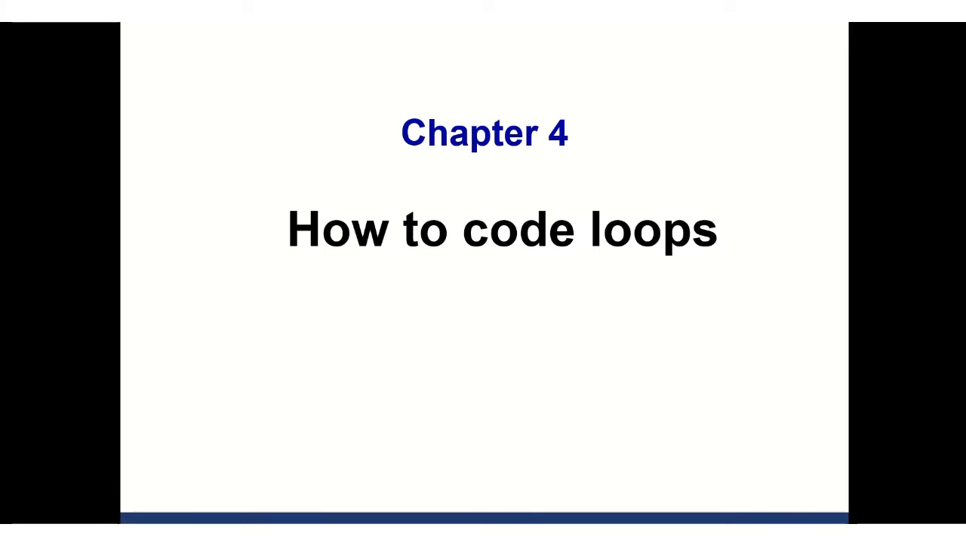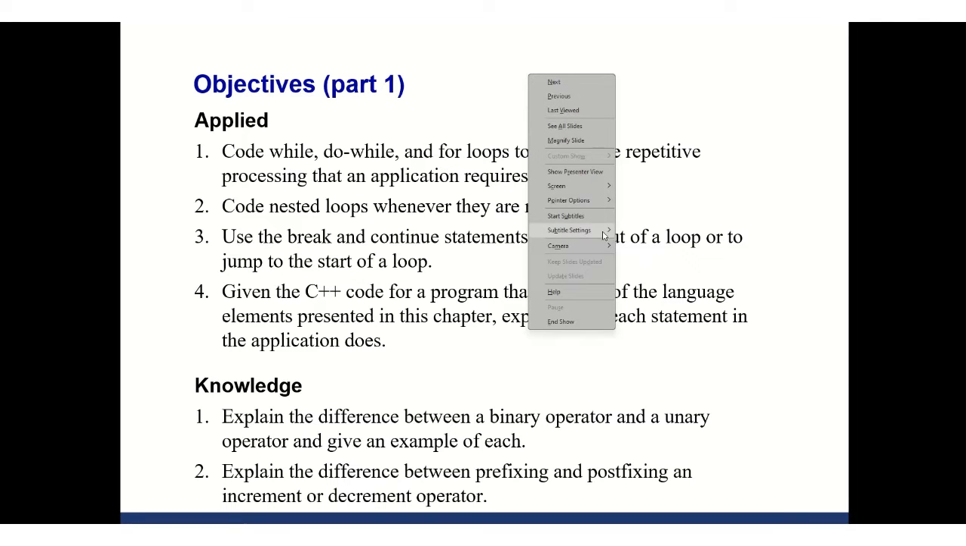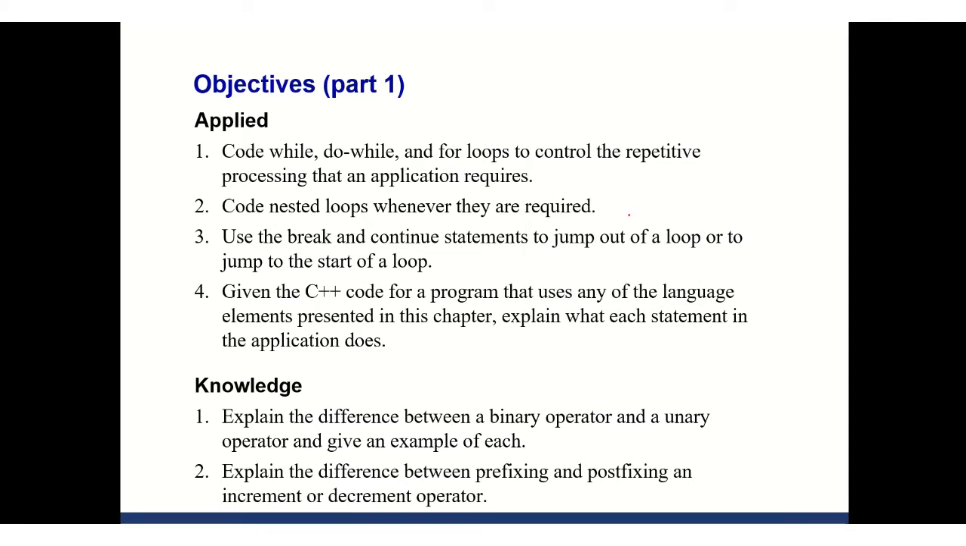Hi, welcome. In this C++ programming class, we are going to learn about coding loops in this installment. The main objectives of our chapter are as follows. We will be learning to code while, do while, and for loops to control repetitive processing. So we will be learning the while loop, the do while loop, and the for loop. We'll see what they are.